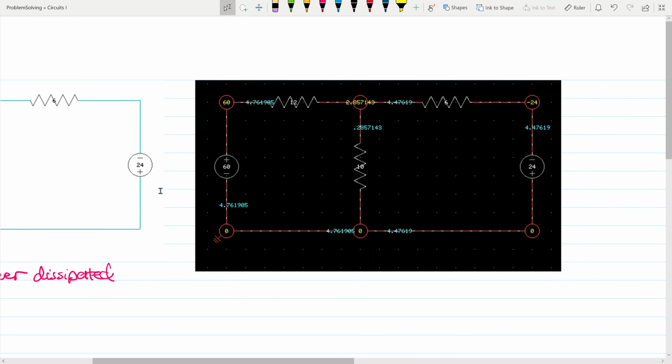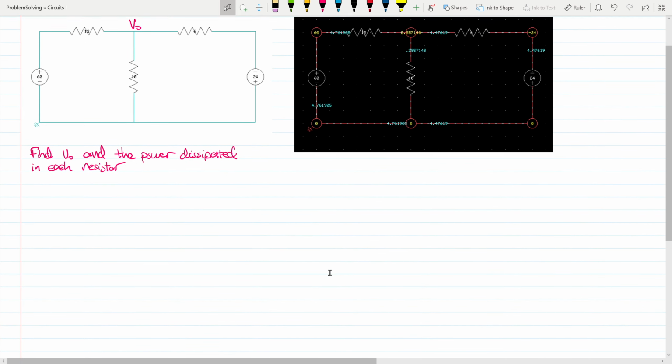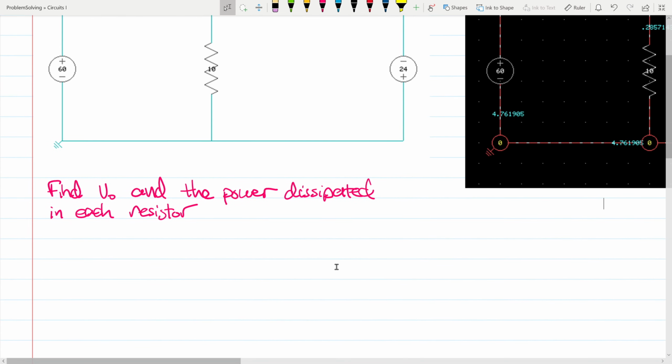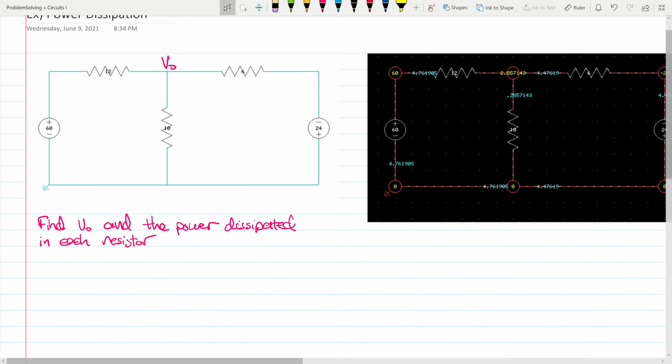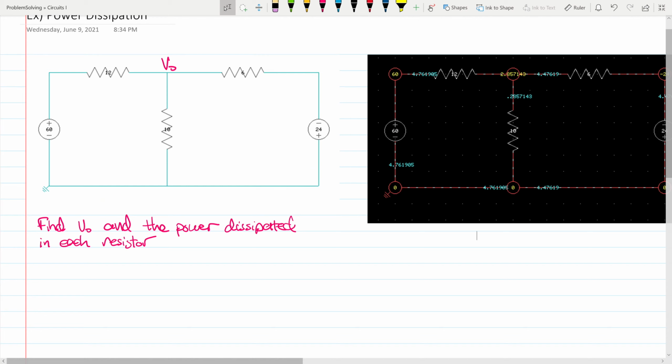It's the same circuit as you saw, but now all the voltages at each node are shown, as well as the current that's traveling across each circuit element. So now let's actually do this on our own. It says find V naught and the power dissipated in each resistor. So we have options for doing this. We can use mesh analysis, nodal analysis, whatever we want. So I'm actually going to choose mesh analysis for us.